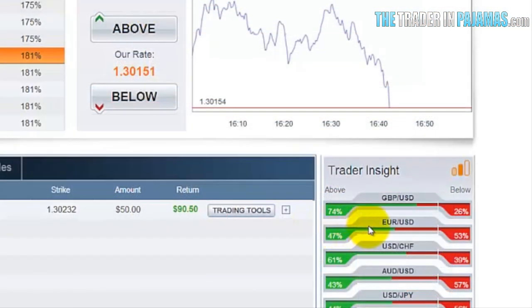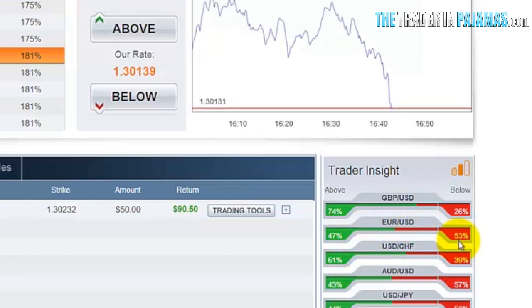Down here is one of the most significant trading tools you're ever going to use. It's called Trader Insight. Now, this is a social trading tool that shows you what direction the majority of people are trading at the moment, and it's updated constantly so you can actually see how most people are trading at any given moment. Now, as you can see here for the Euro-USD pair, 53% of traders are saying the pair is going to go down, while 47% of traders are saying it's going to go up. The reason I'm showing this to you is because it's an important part of my trading system.